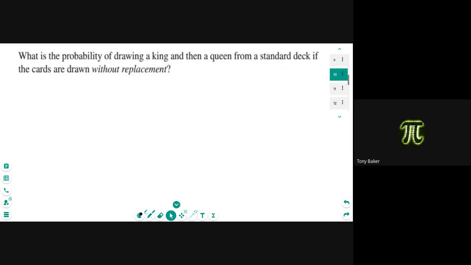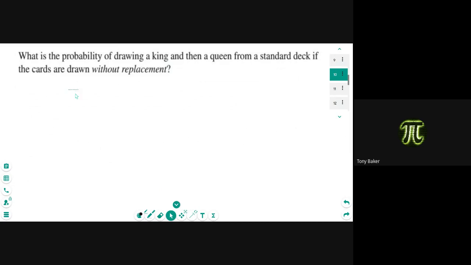8 on 52, but then the next one will multiply it, but it would be 7 on 51. Would that be it? Okay, I got what you're thinking with the 8 and the 7. That would be true if it said draw a king or queen first and then a king or queen. But if I want the king first, it's not going to be 8. It's going to be what? How many kings are in a deck of cards? Yeah, 4.